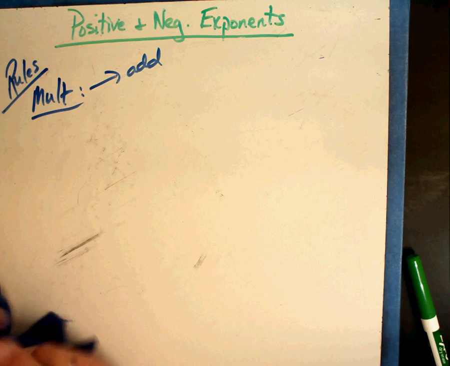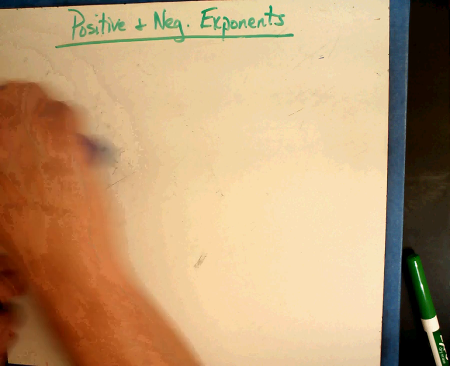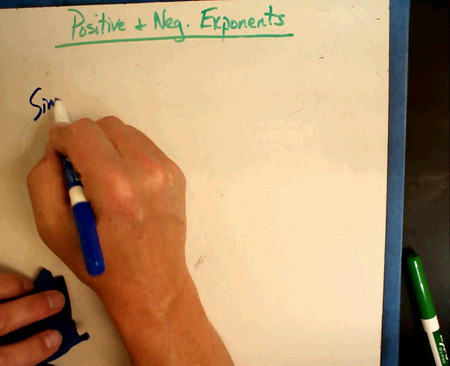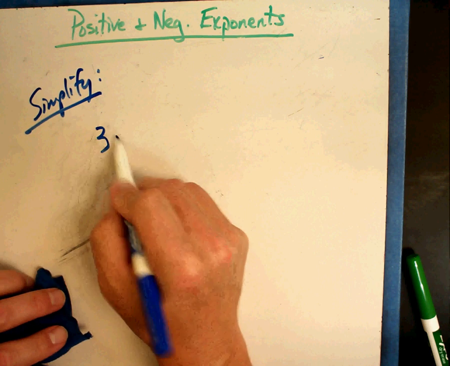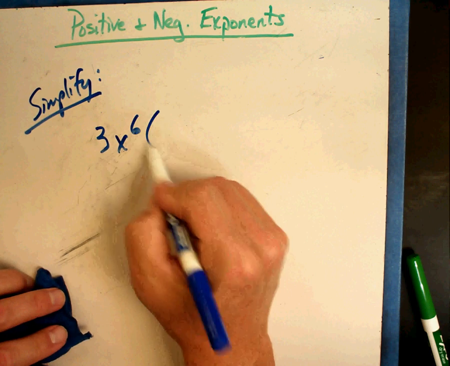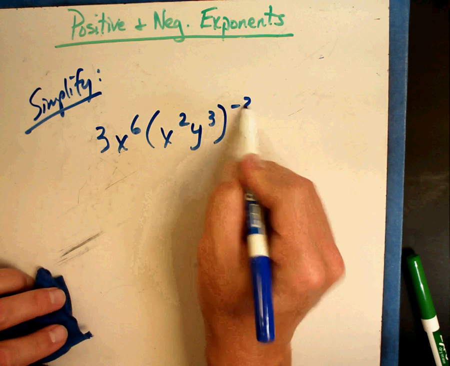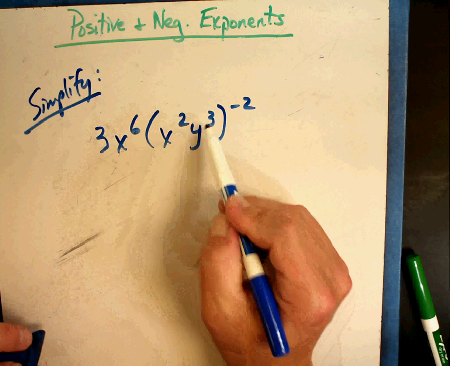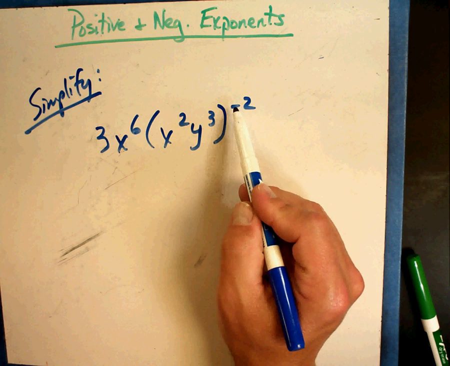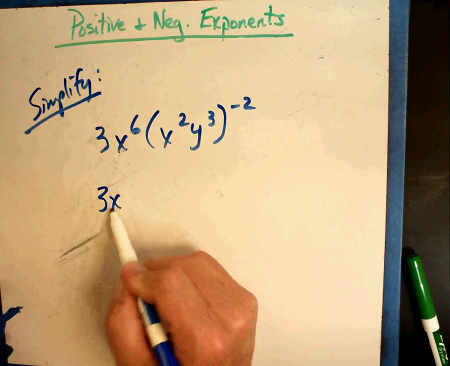So let's try a couple of these problems together and see if we can figure them out. Many times they expect you to do it quickly, and the instructions are to simplify. So let's say you have 3x to the 6th times x squared y to the 3rd, all to the negative 2nd. And they want you to simplify. Well, first, I see a power to a power, which means I'm going to multiply. And so order of operations, I've got to do that first. So I can't touch this yet.